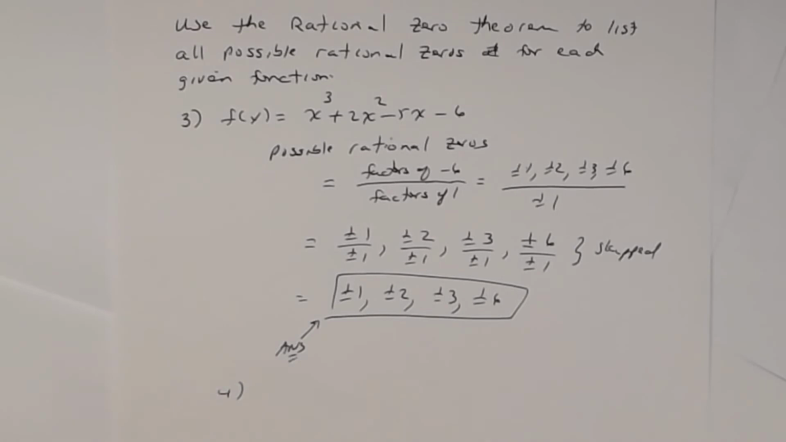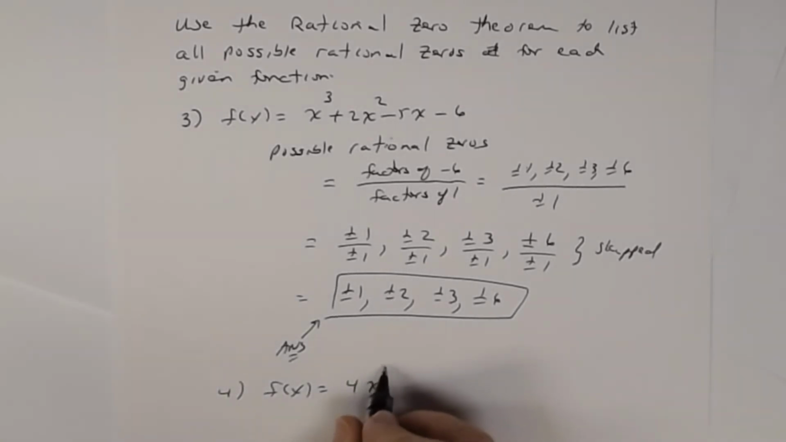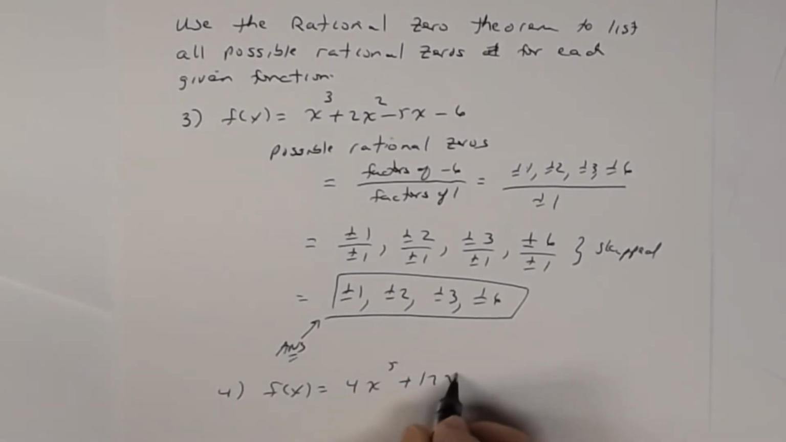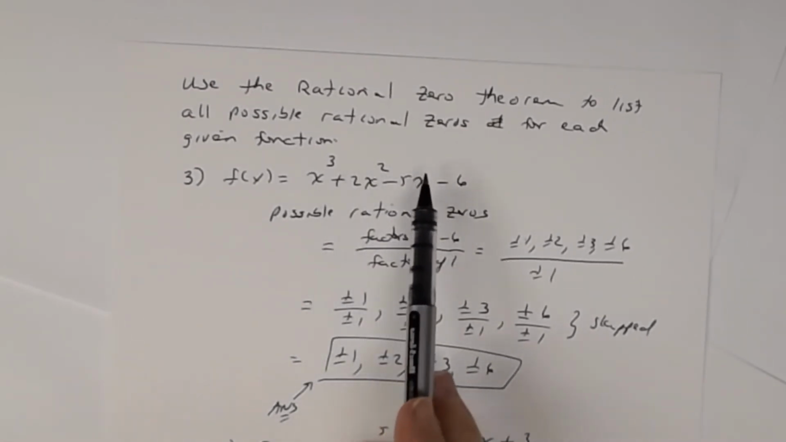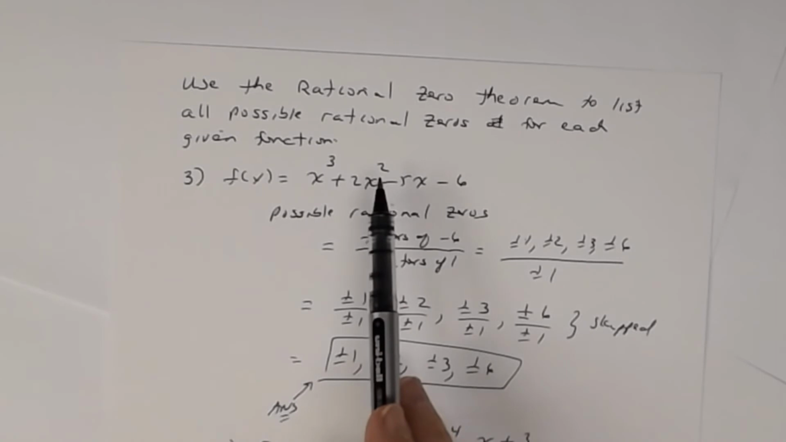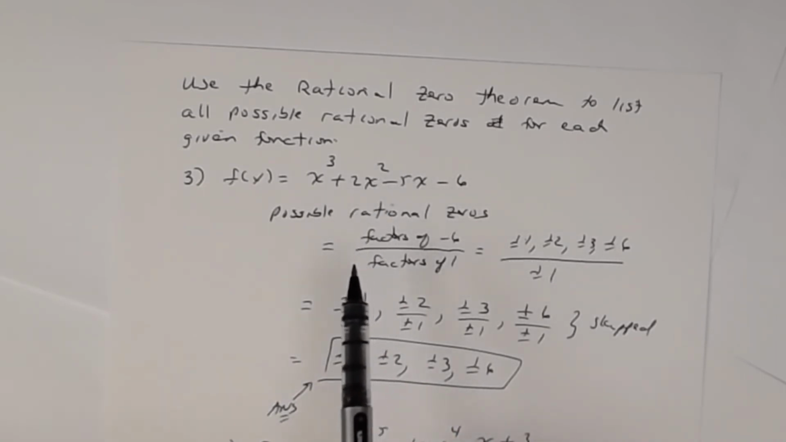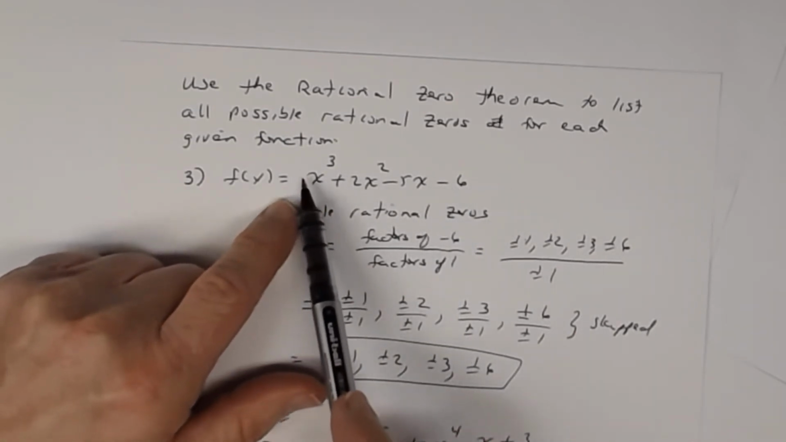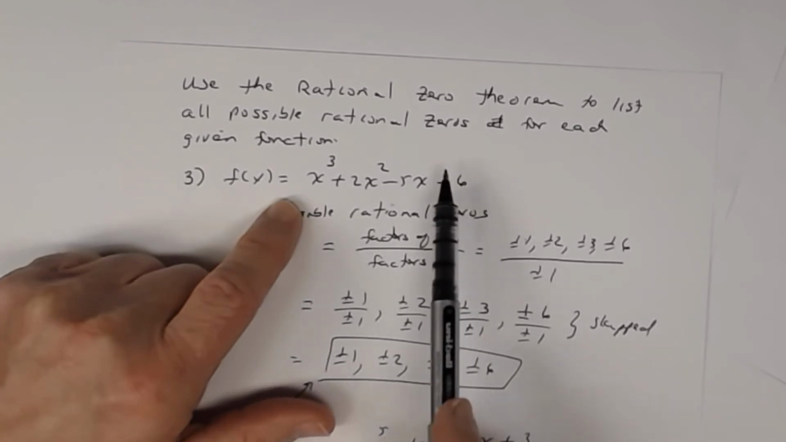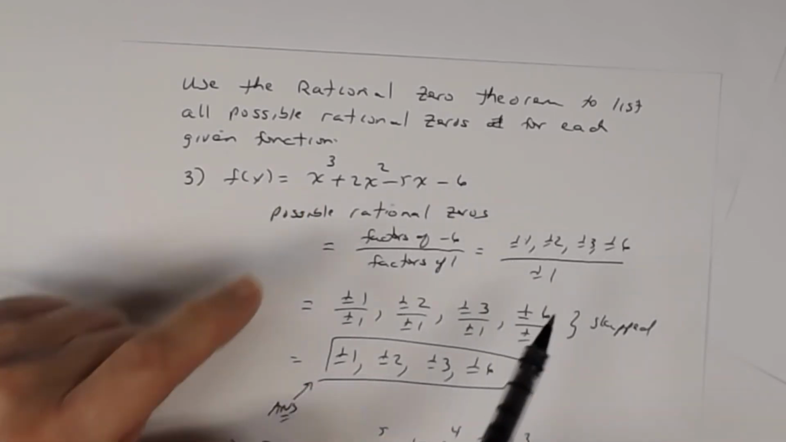Okay. Number 4, let's suppose that f of x is 4x to the 5th plus 12x to the 4th minus x plus 3. All right, so again, you want to list the possible rational zeros. Now remember, as we went through the process, did you use any of these other terms? No. You only used the leading coefficient and the constant coefficient, right? And it kind of makes sense.